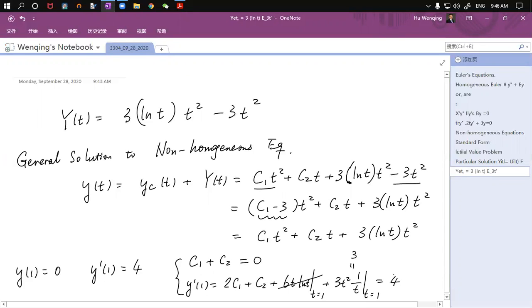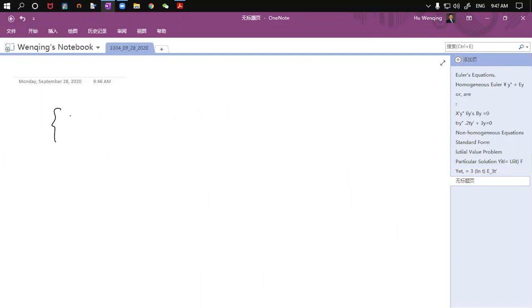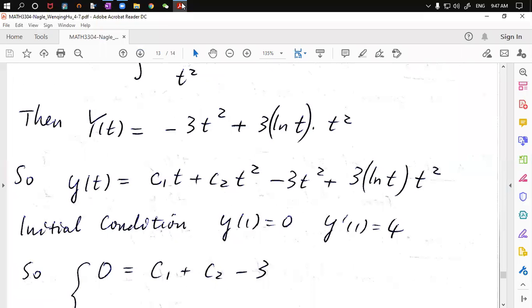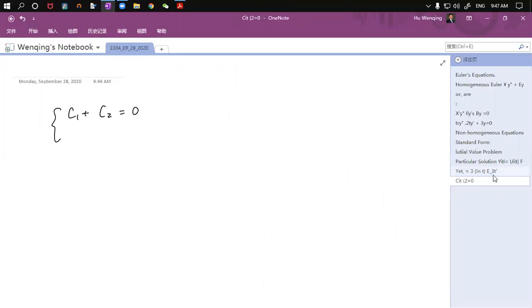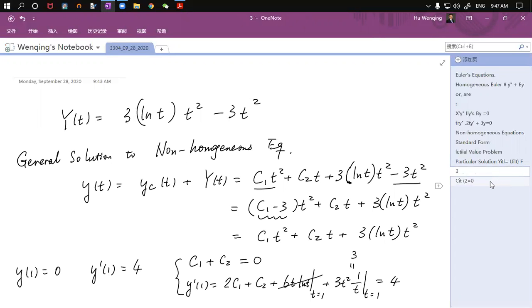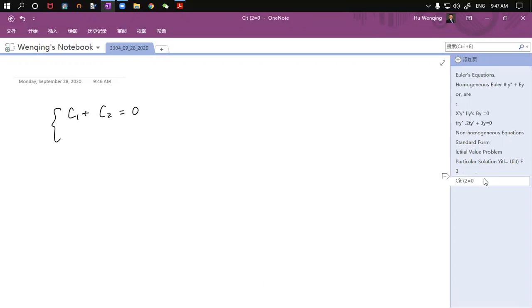So in the end, you get this relation between C1 and C2. C1 plus C2 is equal to 0. And you also have the relation that 2C1 plus C2 is equal to 1. So it's easy to see that C1 is equal to 1, C2 is equal to minus 1. Is that good, family?